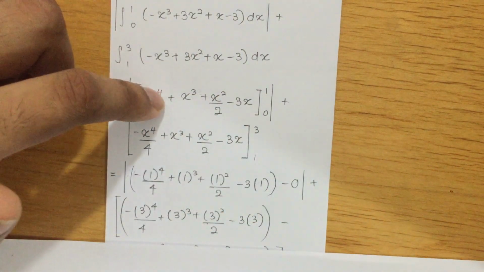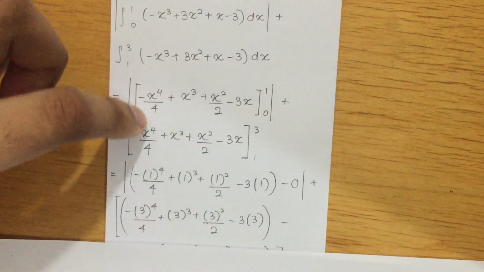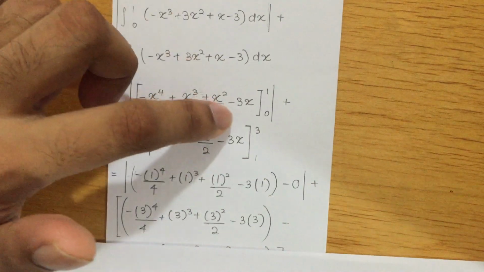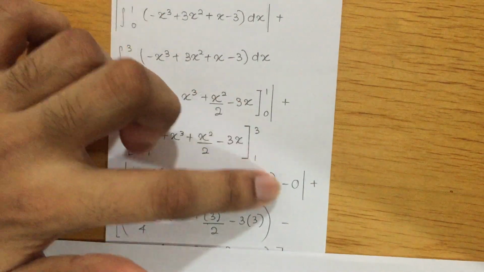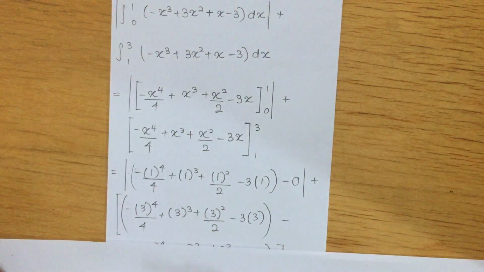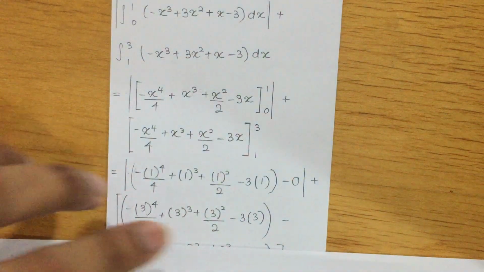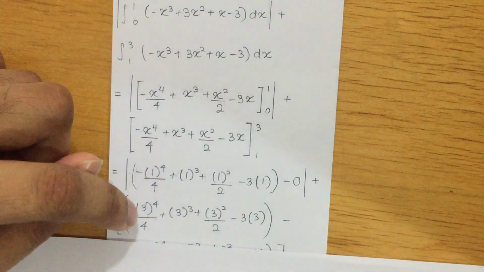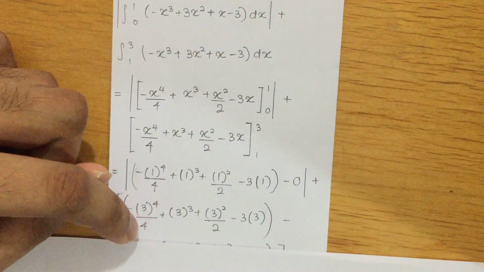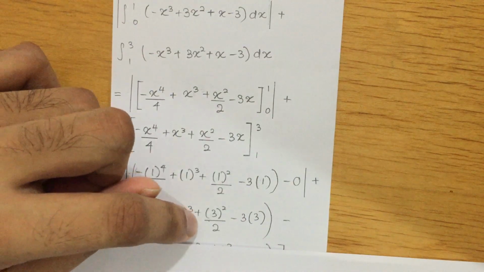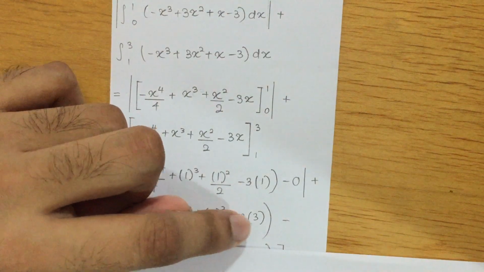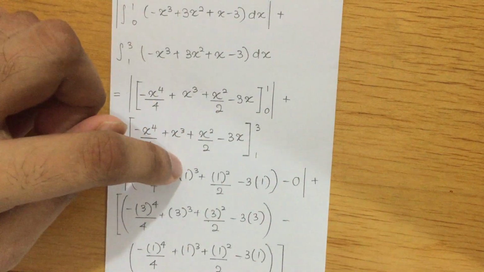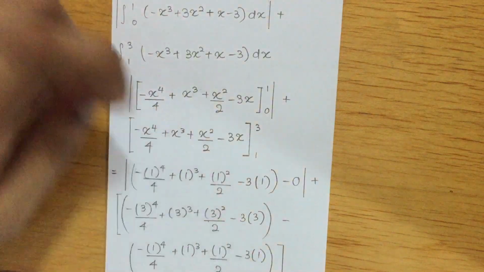Because as you notice here, 0 divided by 4 you get 0, 0 here you get 0, 0 divided by 2 you get 0, and then negative 3 times by 0 you get 0. So I just write here minus 0 to save the working, guys. And then you plus, and then you put the limit of the 3, negative 3 power of 4 divided by 4 plus 3 cube plus 3 square over 2 minus 3 in a bracket 3, and then you minus with the limit of 1, which I've already found before, and then we just have to rewrite over here, guys.